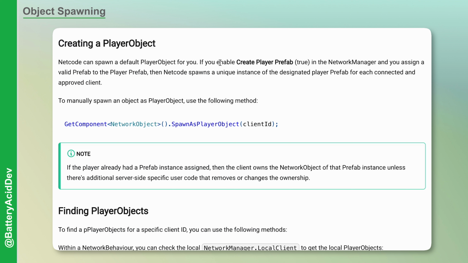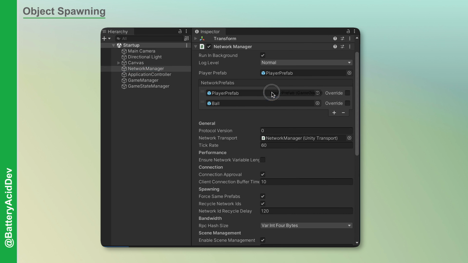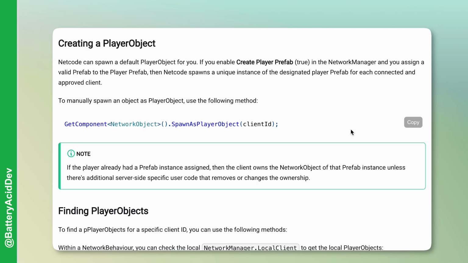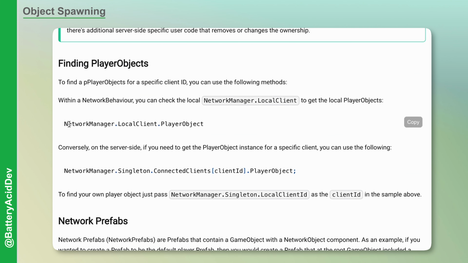Another great feature is the ability to spawn a default player object. You can enable this programmatically or by dragging your player prefab over to the network manager's player prefab property. Then when a client is connected and approved, Netcode will spawn a unique instance of the player prefab for each connected client. This is what I use to spawn the players in my demo game. Player objects can be easily found using the network manager helper methods for both clients and the server.